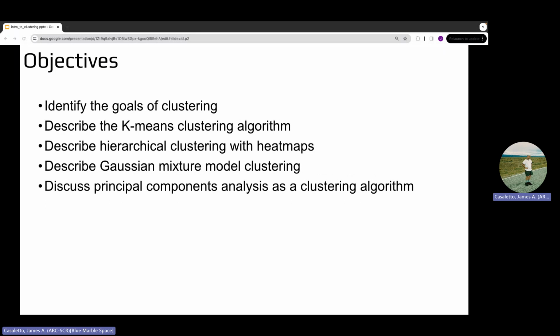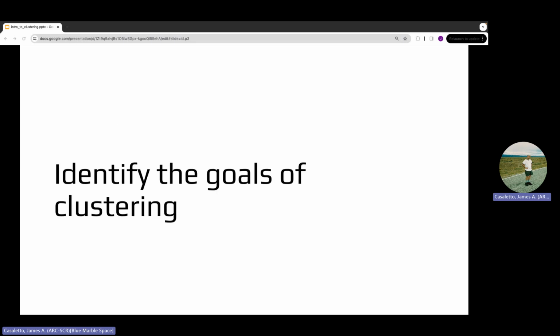We will first identify the goals of clustering. Then we will look at our first clustering algorithm called k-means. Then we will describe hierarchical clustering with heat maps. We will describe Gaussian mixture model clustering. And finally, we discuss principal components analysis as a clustering algorithm.